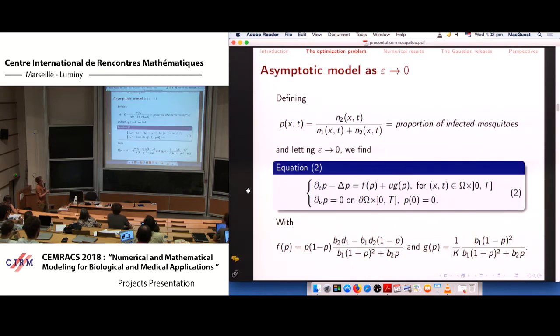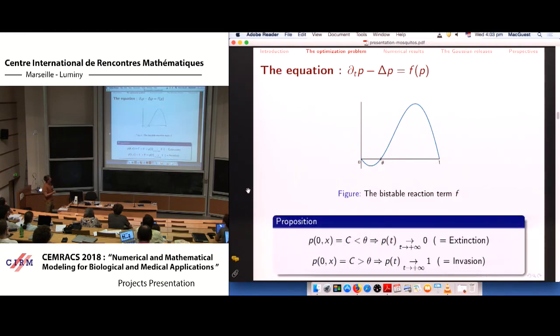And when we combine the two previous equations, and we focus on the proportion of infected mosquitoes, this is what we want to study, and when we let epsilon go to 0, we find this equation. So this is again a reaction-diffusion equation with a parabolic part, F(p), plus the control, u times G(p). Okay? There is still a Neumann boundary condition. And first, we'll focus on this equation.